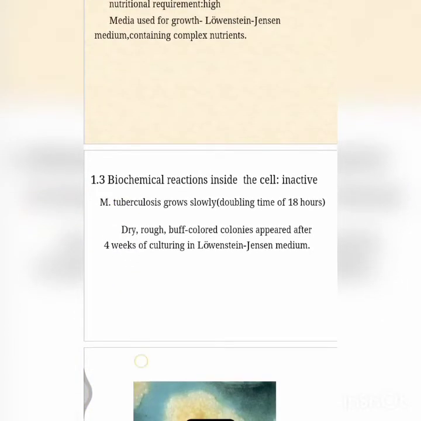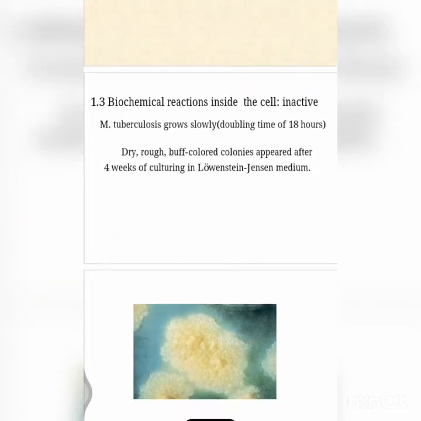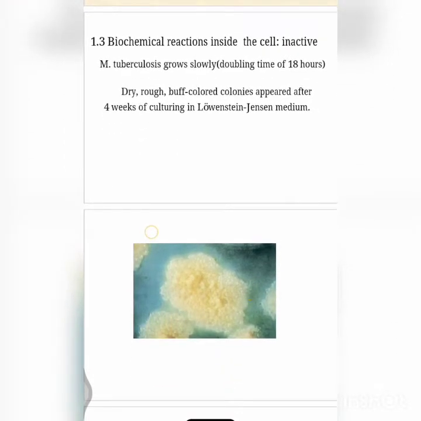The biochemical reactions inside the cell are mostly inactive. It grows slowly. The doubling time is about 18 hours. And dry, rough, buff colonies, as we discussed, and we mainly use Lowenstein-Jensen medium. So you can see dry, rough, tough, buff colonies here.